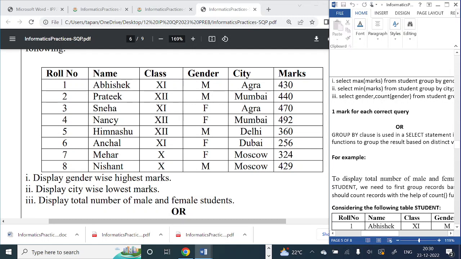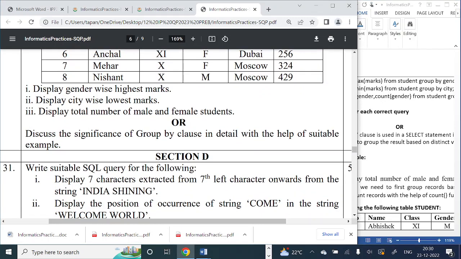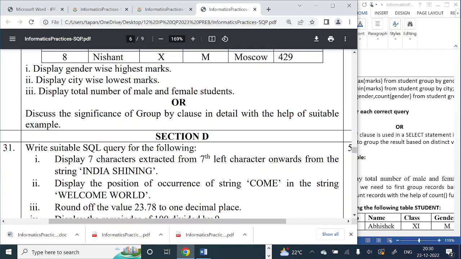Second one is display city wise lowest marks. So select min marks from student, group by city. Third one is display total number of male and female students. So select gender, comma, count gender from student, group by gender. Here male and female are given in the gender column. So these are the answers. Wherever 'wise' or 'each' is given, we are using group by. So your question number 30 will be from group by.